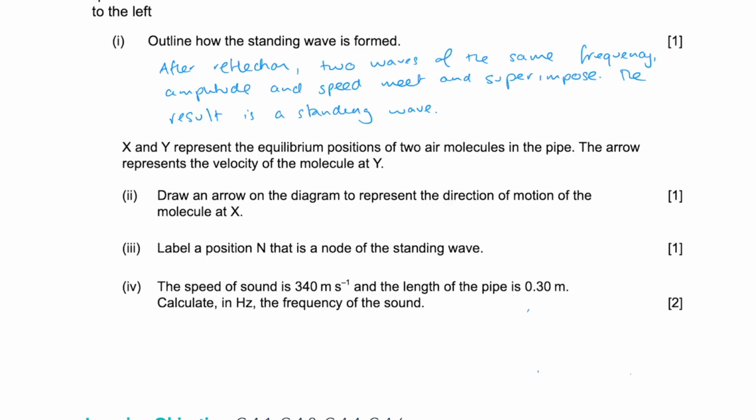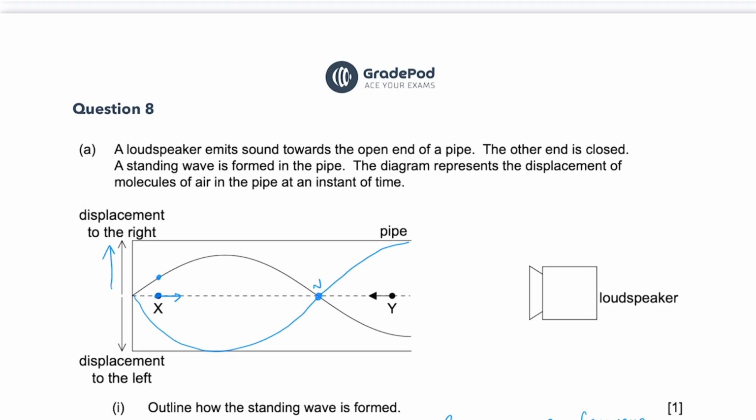4. The speed of sound is 340 meters per second and the length of the pipe is 0.3 meters. Calculate in hertz the frequency of the sound. f equals v over lambda. We've got v as 340 meters per second, but we don't know lambda yet. Let's have a look at the diagram.